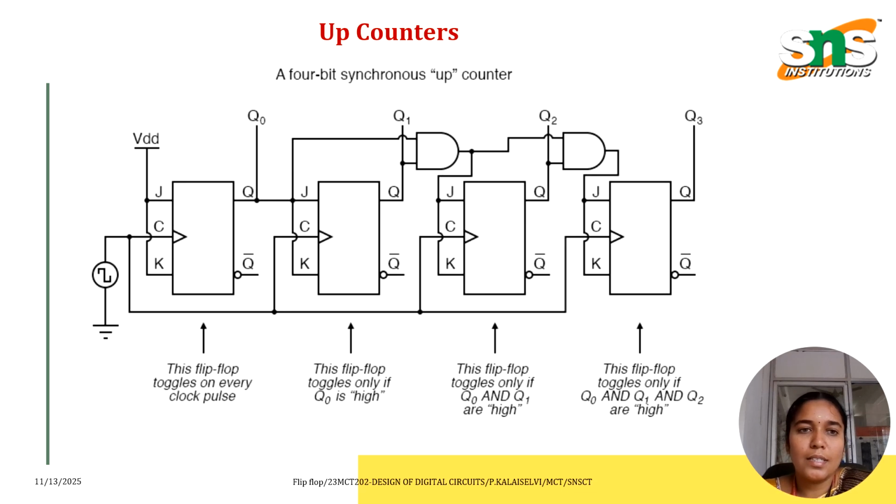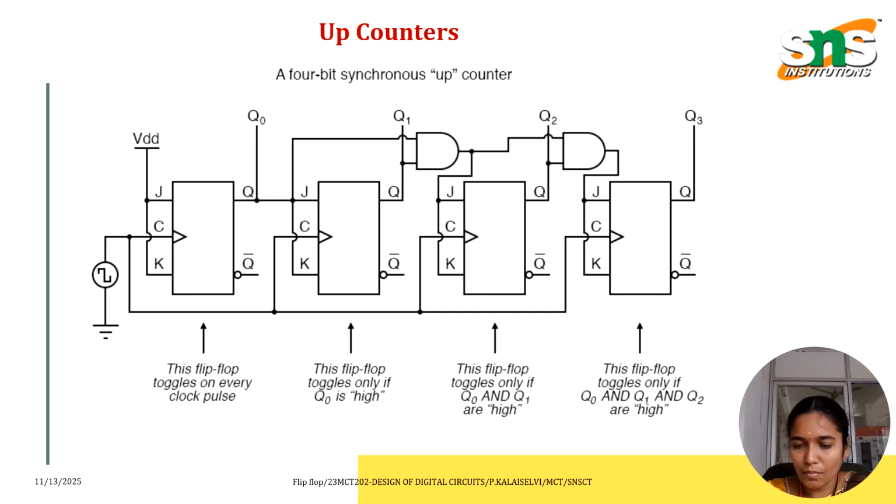So this is the up counter. Here we have a 4-bit synchronous up counter using JK flip flops. The first flip flop is toggled on every clock pulse. The second one toggles only if Q0 is high. The third flip flop toggles only if Q0 and Q1 are both high, and the final flip flop toggles only if Q0, Q1 and Q2 are all high. Likewise, the up counter counts the values.